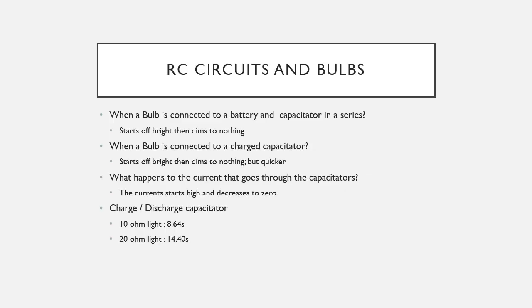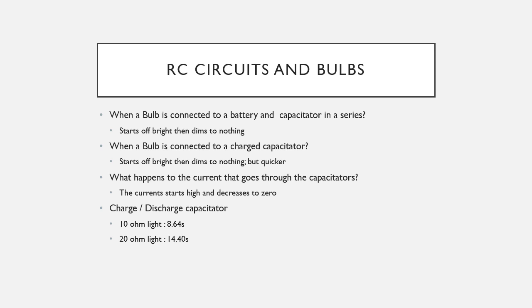So now we're going to go into circuits and looking at bulbs. When you connect the bulb to a battery and there's a capacitor, the bulb is going to start off bright and then it's going to dim to nothing. The same happens when the bulb is connected to a charged capacitor. It's going to start off bright and it's going to dim to nothing. When the current goes through a capacitor, the current is going to start off high and it's going to steadily decrease to 0.